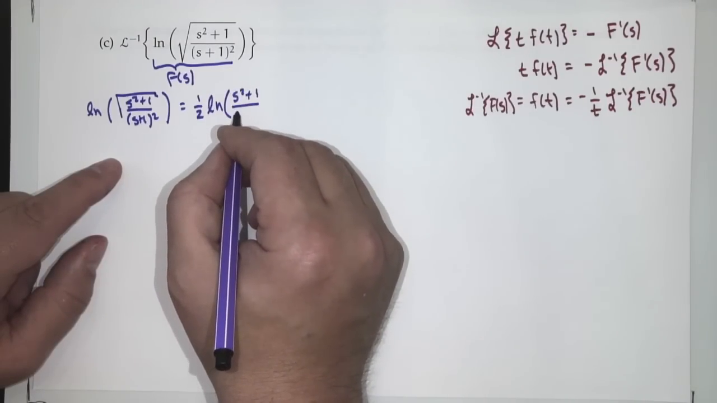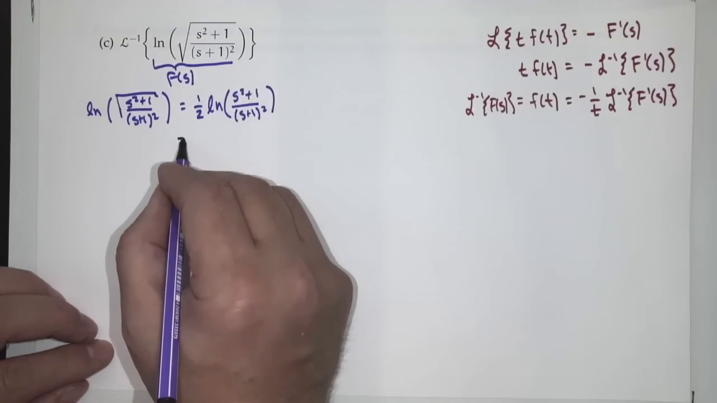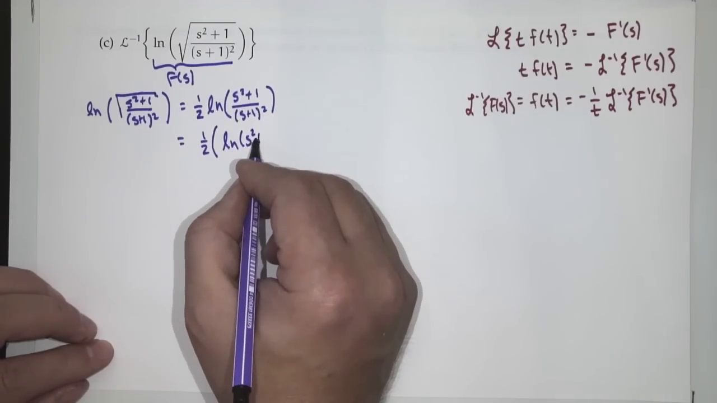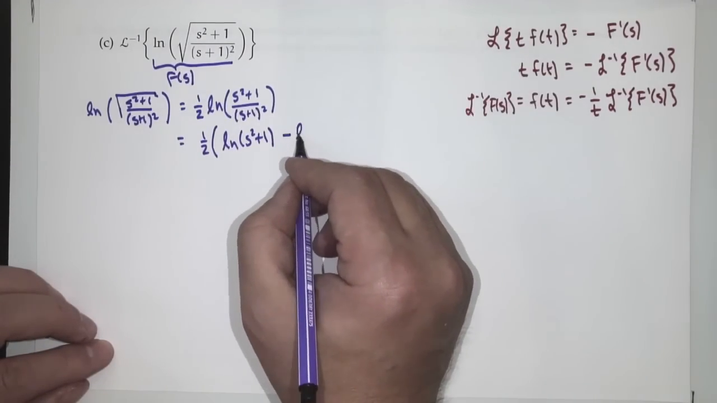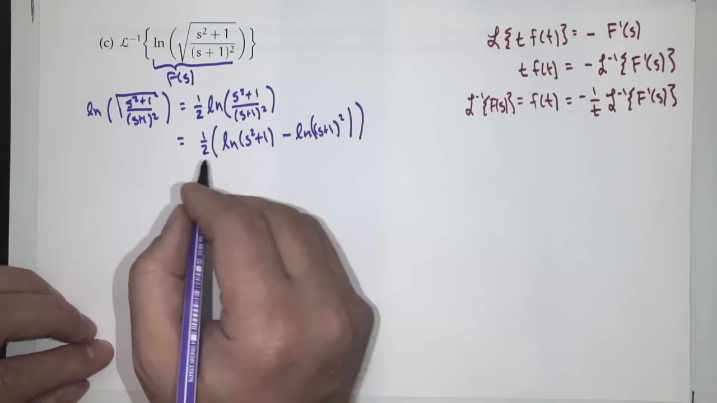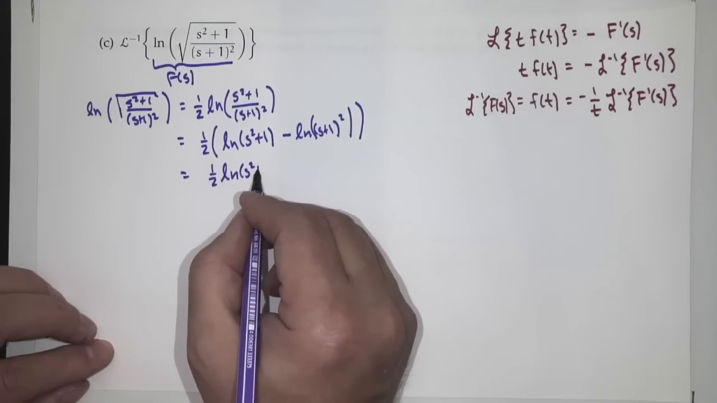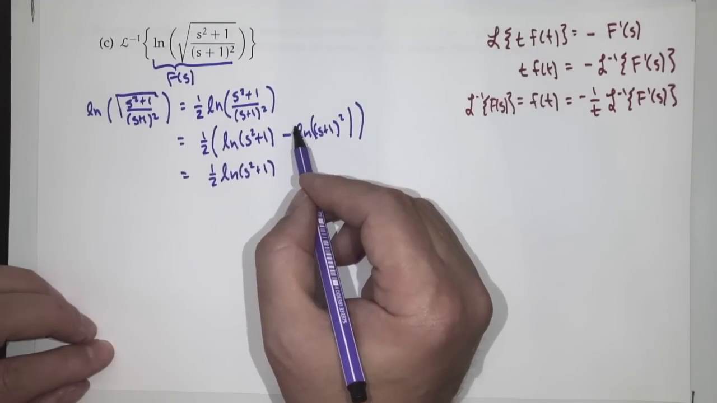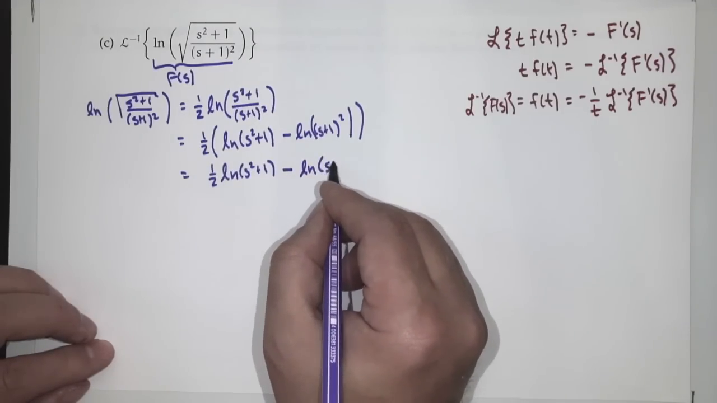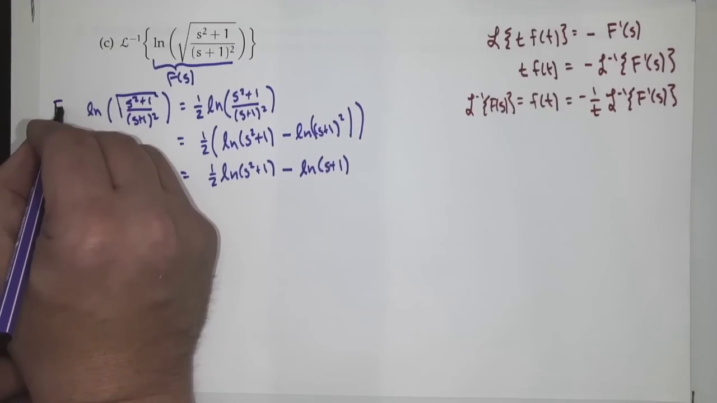So you have an s squared plus 1, s plus 1 squared. But now division becomes subtraction. So 1/2 log of s squared plus 1 minus log of s plus 1 squared. And so this would be multiplying in 1/2 log of s squared plus 1. We can again bring the 2 down. A half times 2 cancels. So minus log of s plus 1. Okay, so this again is our f of s.